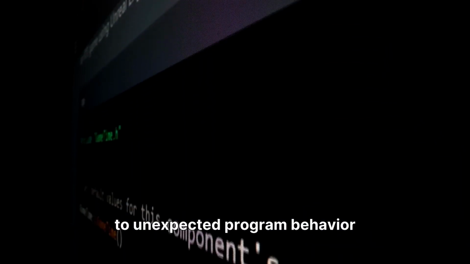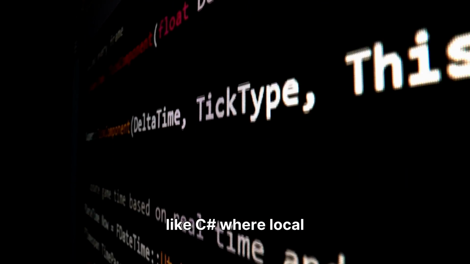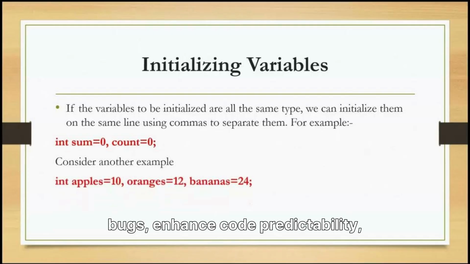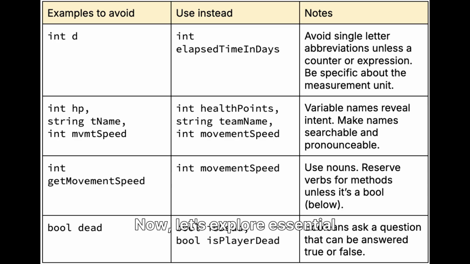Failing to properly initialize variables can unfortunately lead to unexpected program behavior or critical runtime errors, especially in strongly typed languages like C#, where local variables must be explicitly assigned a value before they can be used. Therefore, it's a best practice to always initialize variables to avoid potential bugs, enhance code predictability, and significantly improve overall code reliability.